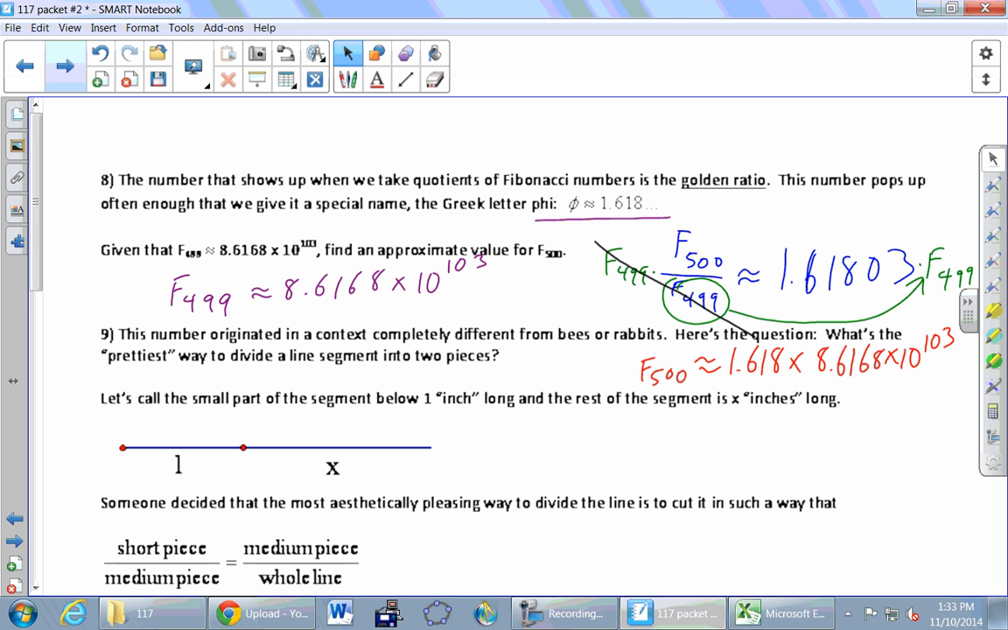Now, the problem here is that we can't type that into the calculator directly, at least not most calculators. That 103 is too large of a power for most handheld calculators to deal with. So what we're going to do is type in the decimal parts together, and then we'll deal with the 103 at the end. So somebody with a calculator, what do we get when we do 1.6 and all that times the 8.6?